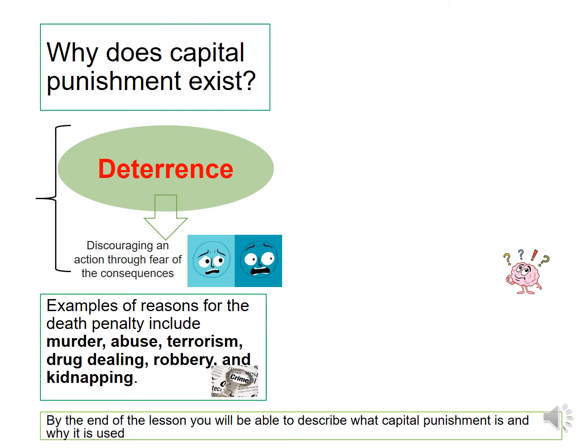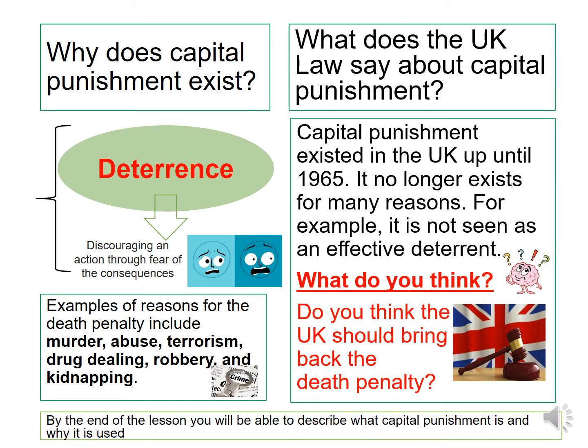Now you may be thinking or wondering, does capital punishment exist in the UK? It does not. Capital punishment did exist in the UK though, up until 1965. It no longer exists for many reasons. For example, it is not seen as an effective deterrent. Although it may put people off from committing crimes, people still commit crimes. If that was the case, there would be no crimes in today's society.